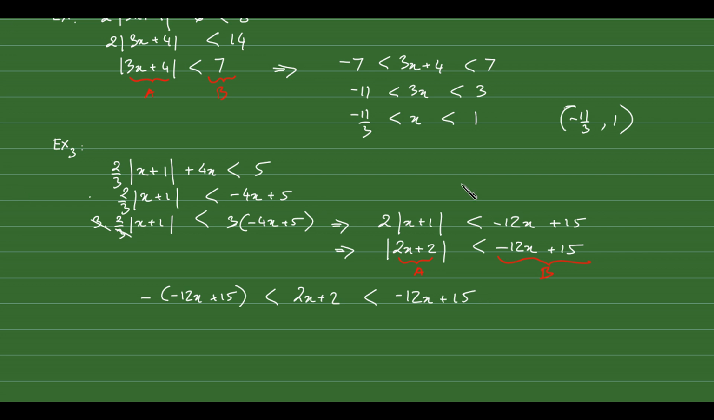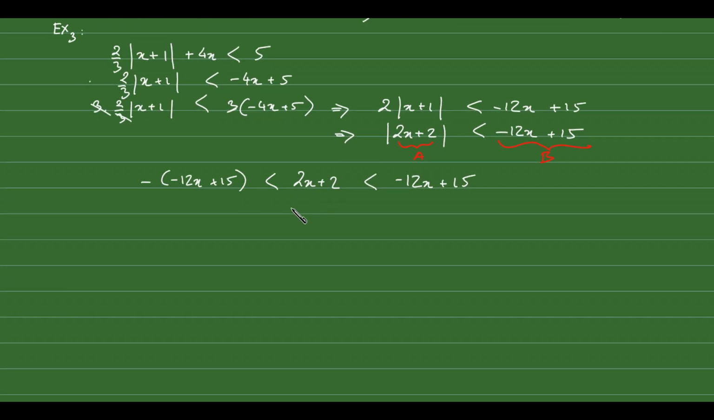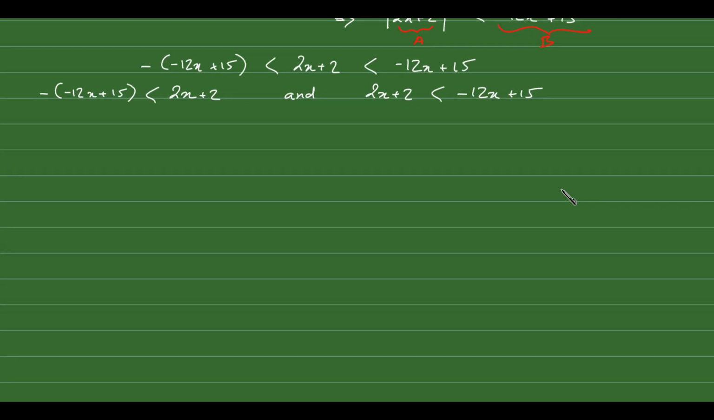Alright, so how are we going to solve this? Of course, it's very hard to solve directly from here, so it's good that you split them up using 'and'. So this is the same as negative of negative 12x plus 15 less than 2x plus 2, and 2x plus 2 less than negative 12x plus 15. Okay, so I'm going to distribute the minus in, so I'm going to have 12x minus 15 less than 2x plus 2, right?